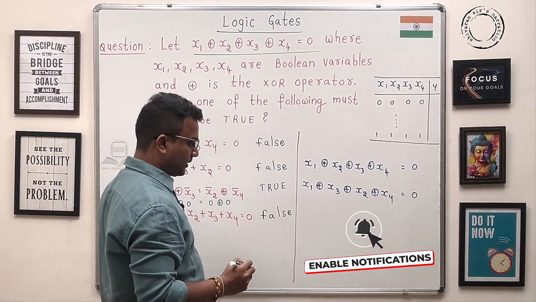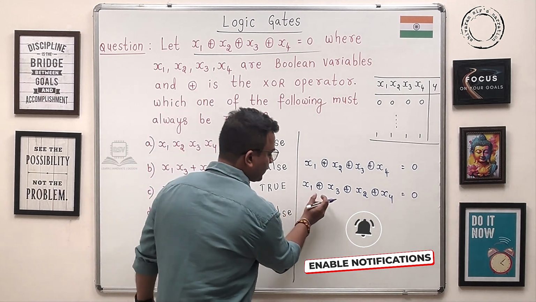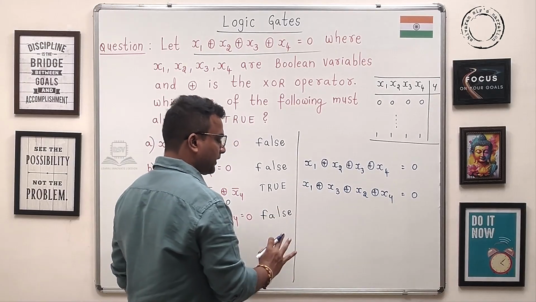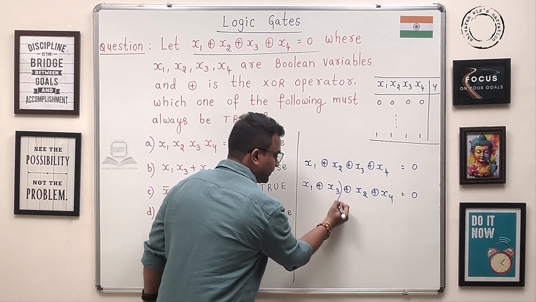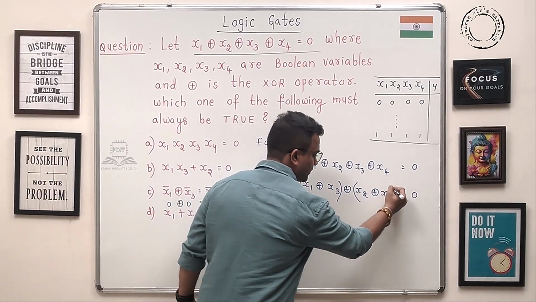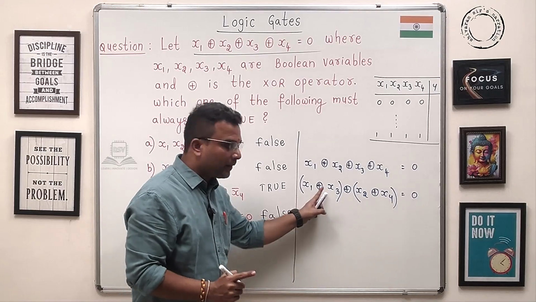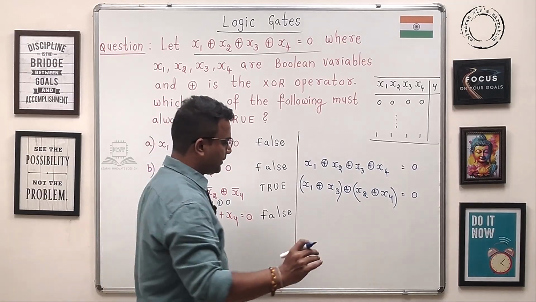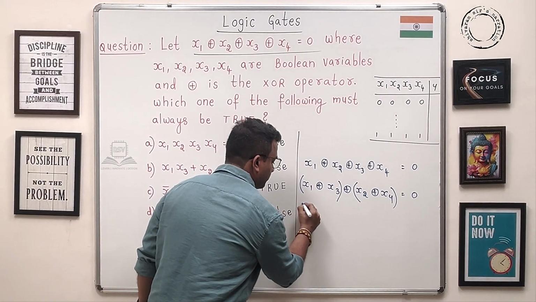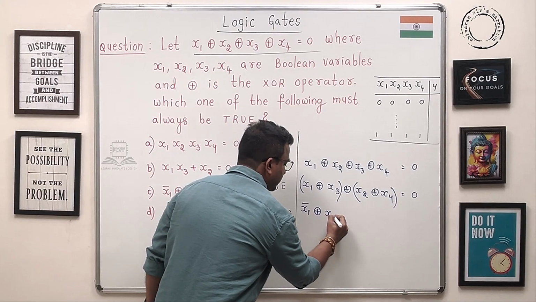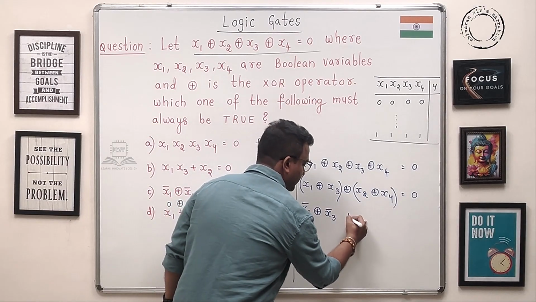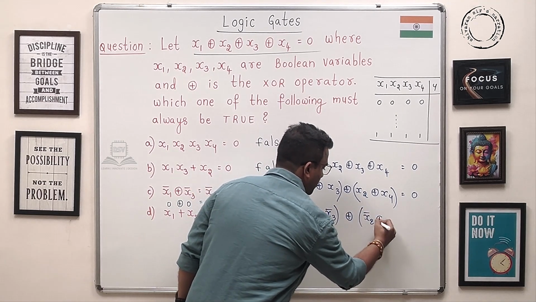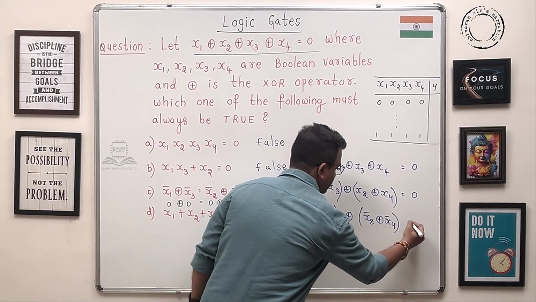Now guys, here what we can say is this x1 XOR x3. Here for the two inputs, let's consider this. From the properties of XOR gate, if you apply complement to both the inputs, still it follows XOR operation only. Hence, you can rewrite it as x1 bar XOR x3 bar. Similarly, x2 bar XOR x4 bar is equal to 0.